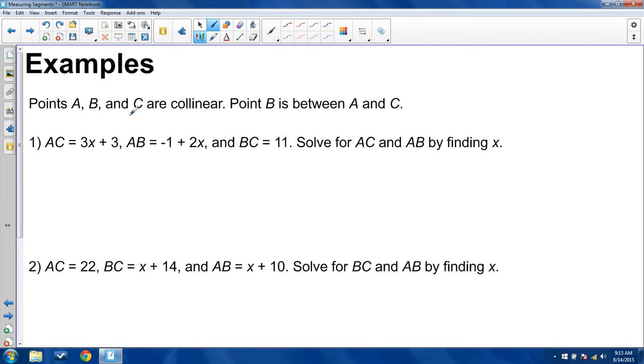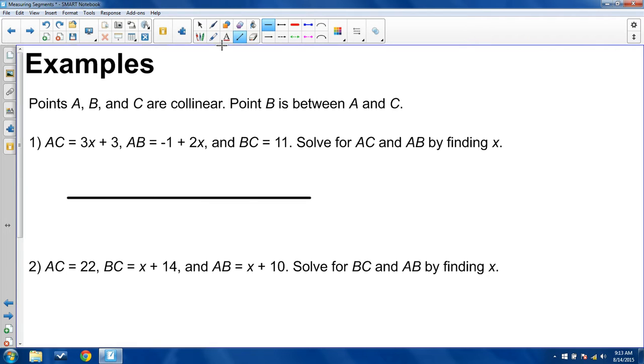Okay, let's do some examples with what we were talking about before. We were using segments, and there were points that were collinear. Now this one doesn't have any drawings here, so I'll go ahead and draw it based on what they tell us. Points A, B, and C are collinear. Point B is between A and C.